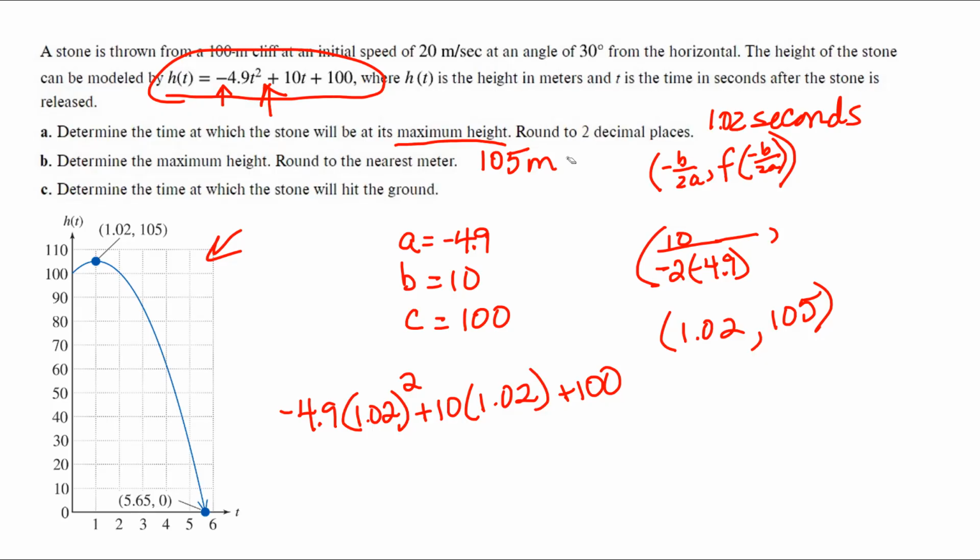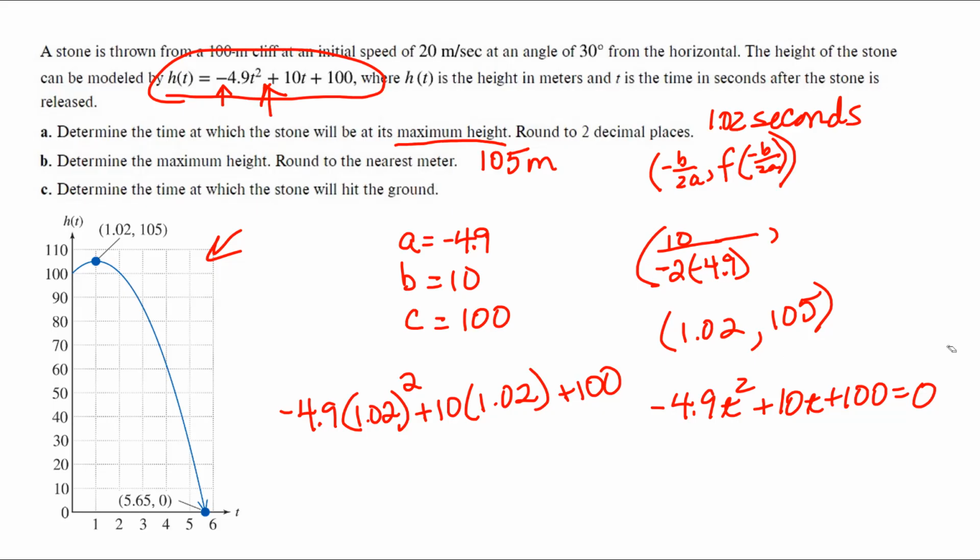And then determine the time at which the stone will hit the ground. The stone will hit the ground when the value of the function is 0, because that function tells us the height of the rock. So when the rock hits the ground, the function equals 0 meters. So you would need to solve negative 4.9 t squared plus 10t plus 100 equals 0. You'd want to solve this quadratic equation. That's the equation right up there. If it equals 0, the height is 0, the rock is on the ground.